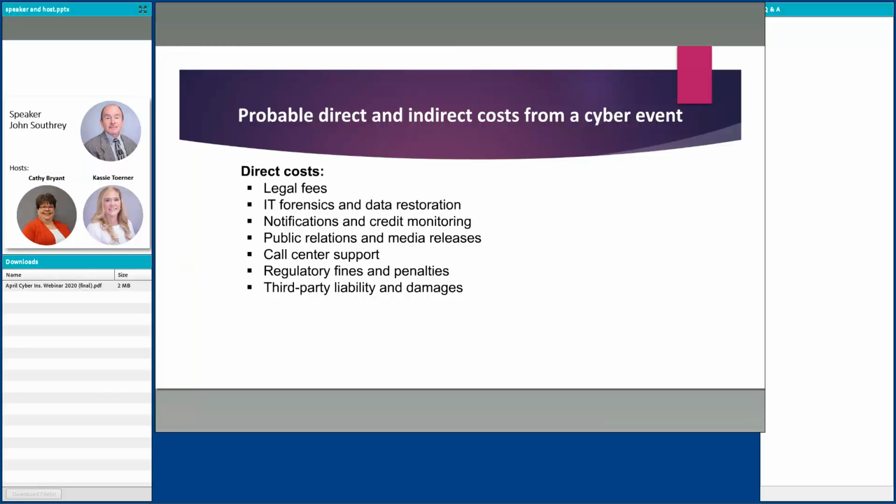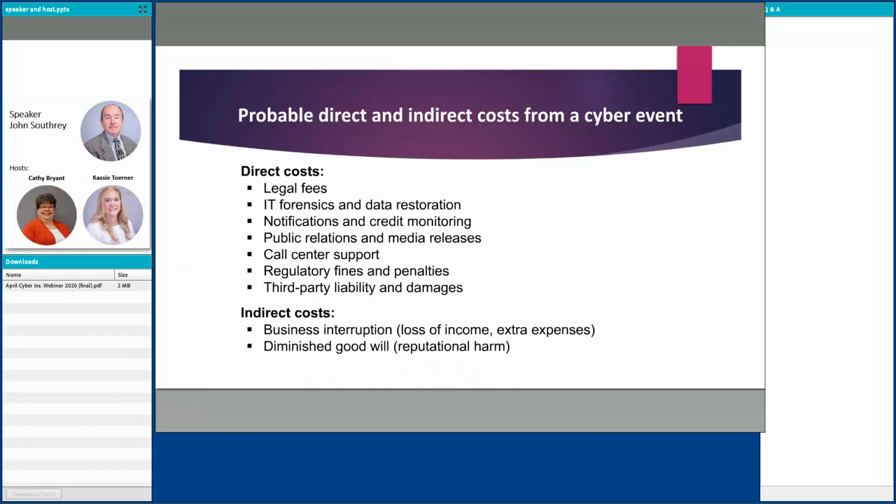Now, what are some of the probable direct and indirect costs from a cyber event? The direct costs can include legal fees to hire a privacy law attorney, the IT forensics and data restoration fees. IT forensics is very expensive. Notifications and credit monitoring, which is really the main cost. Public relations and media releases. Call center support, to hire a call center to help you answer patient questions. Regulatory fines and penalties, which is the great unknown. We'll talk about that later. Third-party liability and damages. An example of that is the class action lawsuit I just talked about.